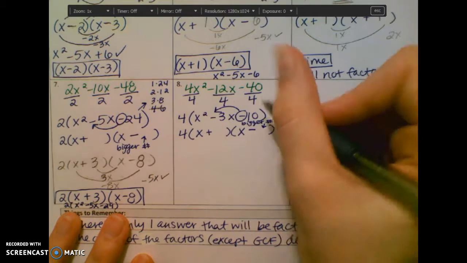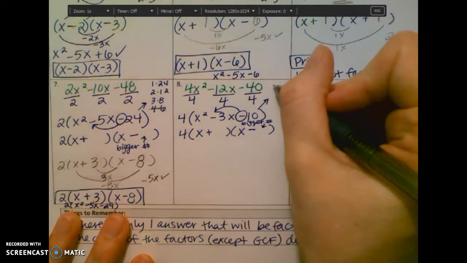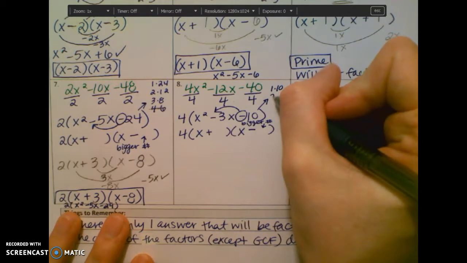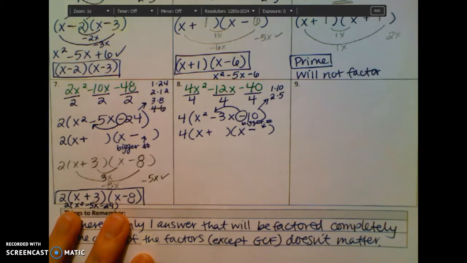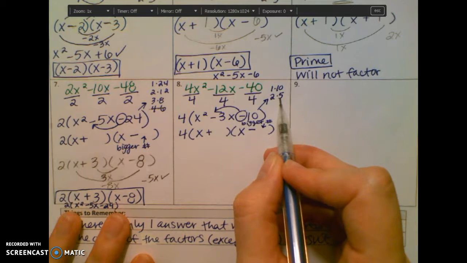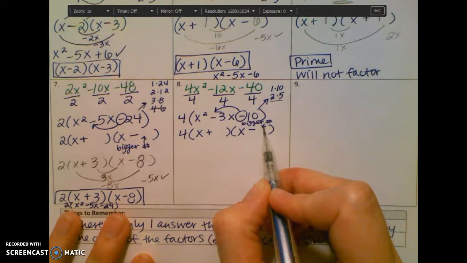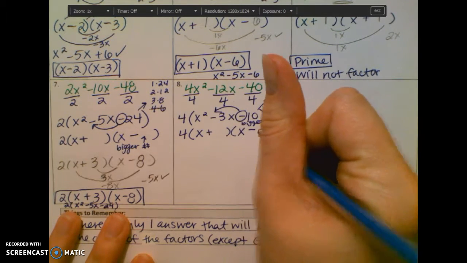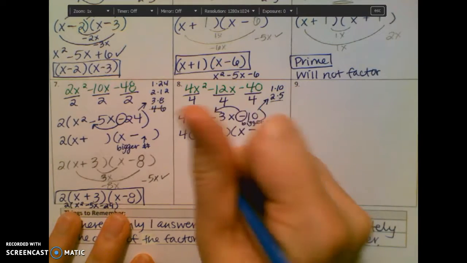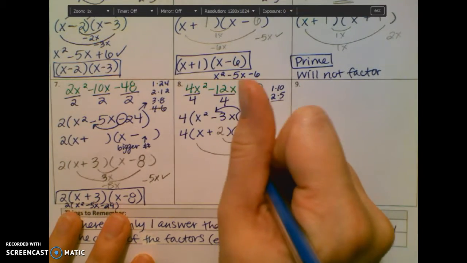Now let's talk about our factors of 10. So to get 10, I can multiply 1 and 10, and I can multiply 2 and 5, but that's it. So usually I start with the smallest 2 of the factors, 2 and 5. I know that I need to put my bigger number here, so I've got to put my 5 with that negative, and then I can put my 2 there, and I'll multiply them out and see if they work.